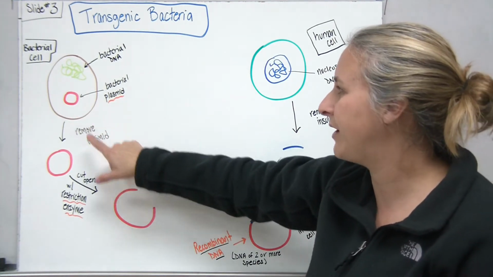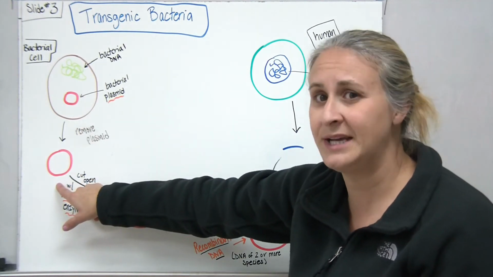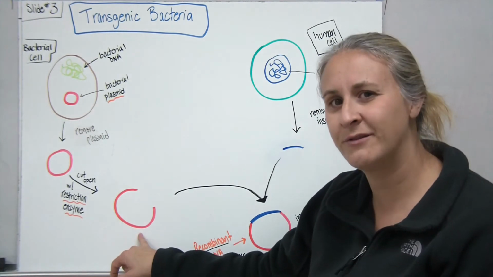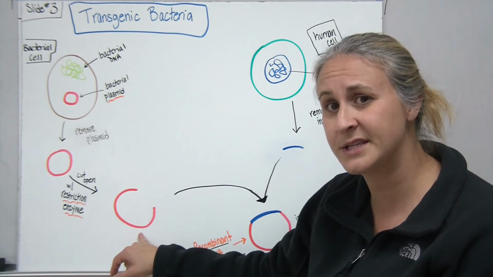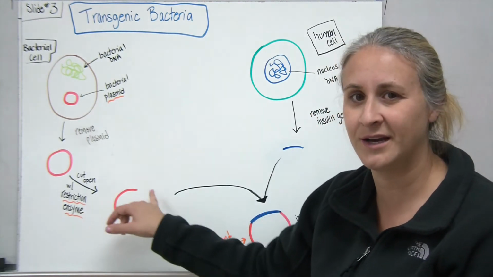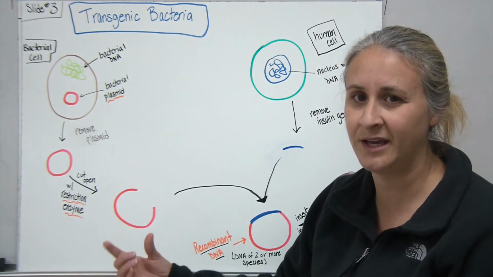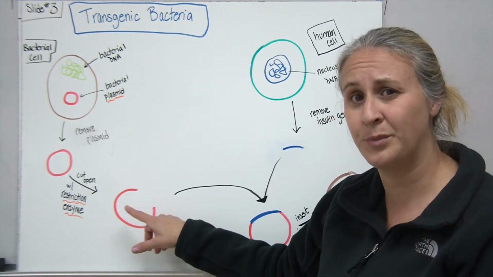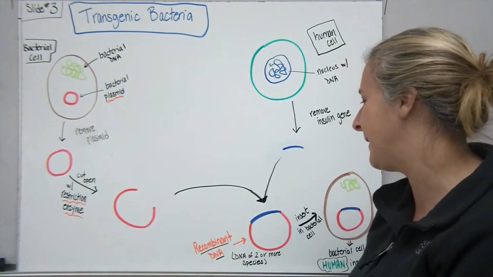So scientists have figured out how to remove this plasmid from the bacterial cells, and they can cut open that ring of DNA or genetic material with special enzymes called restriction enzymes. They recognize specific sections of DNA and cut it at that section. What it essentially does is create an opening or a gap in that DNA.